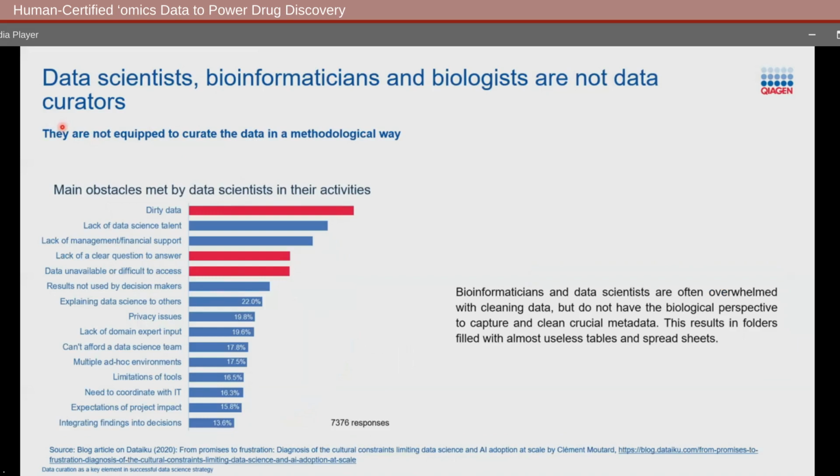Clean metadata are essential to capturing the biological relevance, but bioinformaticians and data scientists are often focused on the task of cleaning the omics data themselves, and they don't have the biological perspective to capture the crucial metadata. So the individual data sets may be properly analyzed, but as far as integrative analysis, you frequently end up with folders full of Excel files that really aren't much use.